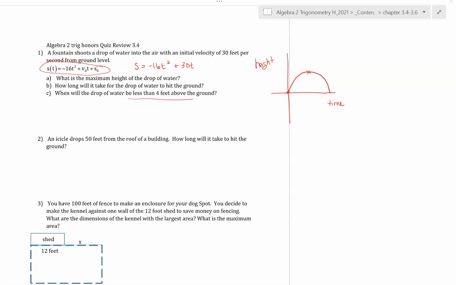It says a fountain shoots a drop of water into the air with an initial velocity of 30 feet per second from ground level. So this is a projectile motion formula problem. We have negative 16t squared plus v naught t plus s naught is equal to s of t. So s is the height above ground and 16 has something to do with gravity. Our units are feet and seconds. V naught is initial velocity and s naught is initial height. So we have our equation. We're going to go ahead and type this into our calculator.